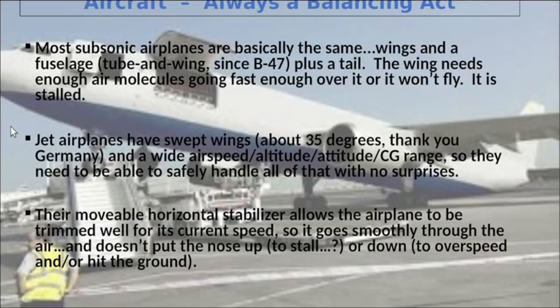And this is helped by having a horizontal stabilizer in the back. So way in the back of the airplane. It's another wing, really. It's upside down, though. So it's mounted upside down, so the curved part is on the bottom. But this allows the airplane to be trimmed for its current speed. You can move the stabilizer, and this is called trimming it. And this is so it goes smoothly through the air and doesn't put the nose up too much, which would cause you to stall, or put it down, which would cause you to get too fast or hit the ground.